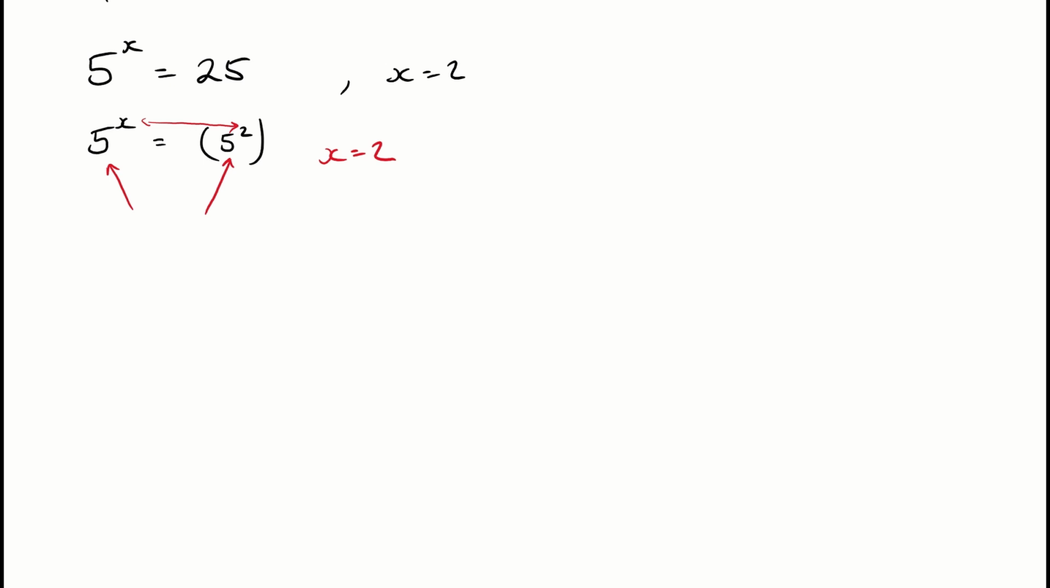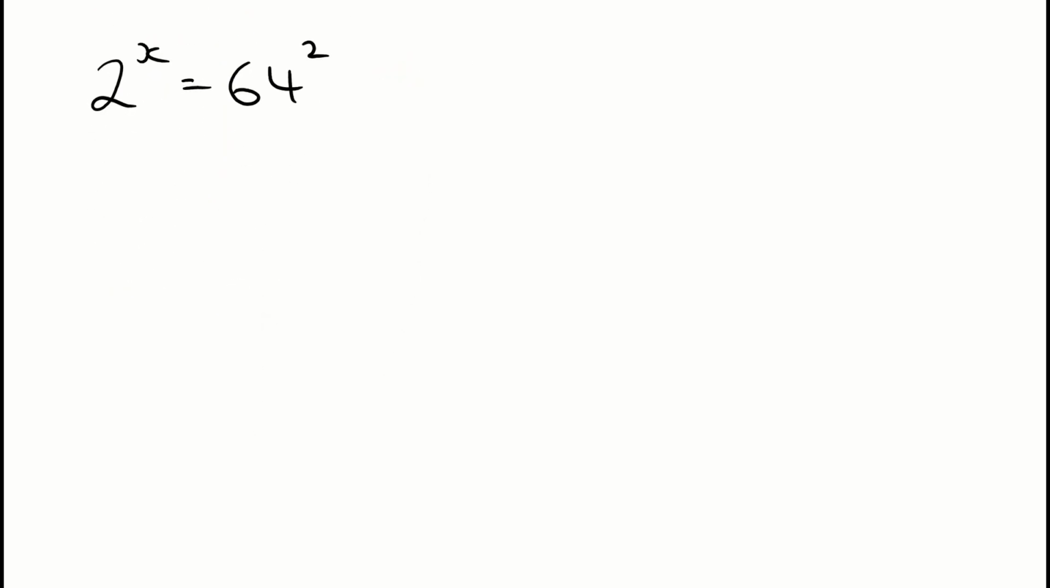If we do another one, so we might get given when is 2 to the power of x equal to 64 squared? Okay, so this is getting a little bit harder now. The problem that we've got is that these two bases are not the same. Okay, so 2 is most definitely not the same as 64. But I can rewrite 64 with a base of 2. Okay, so 64, if you take some time to think about it, is 2 to the power of 6.